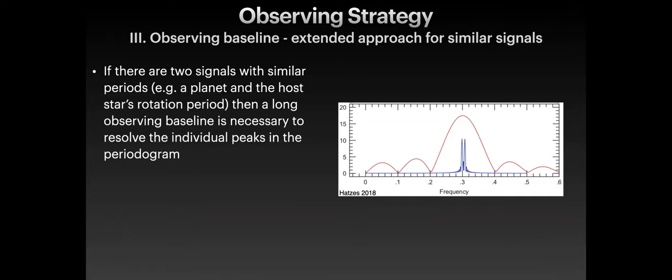It's only when a much longer observational baseline has been covered, in this case 300 days, shown in blue, that you can actually resolve the two signals. And so if, from something like a transit survey, you have suspicions about the existence of a planet, but it's close to the rotation period of the star, you likely need to have intensive observations over a long period of time.